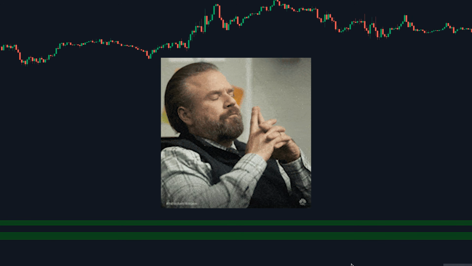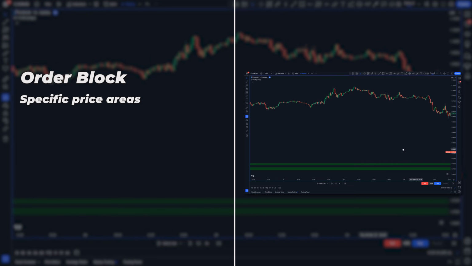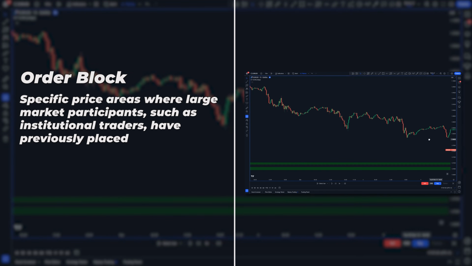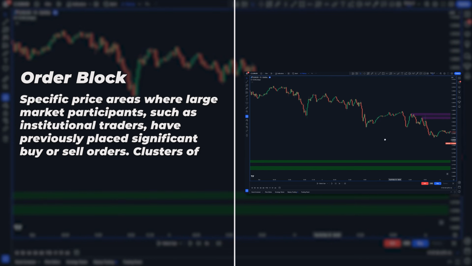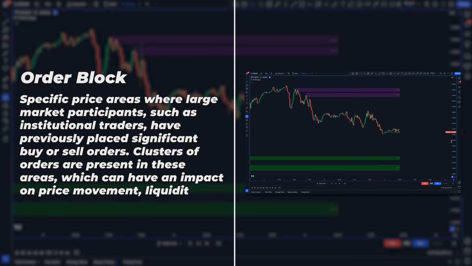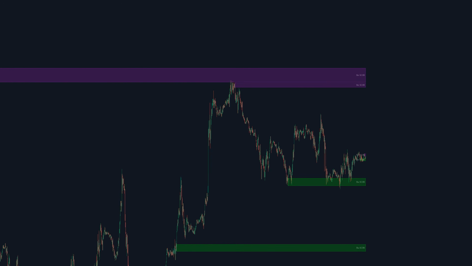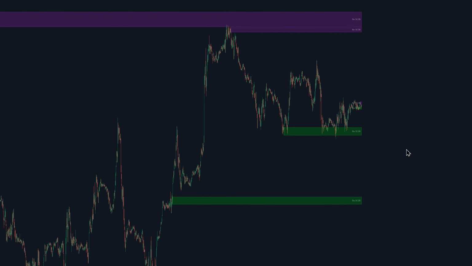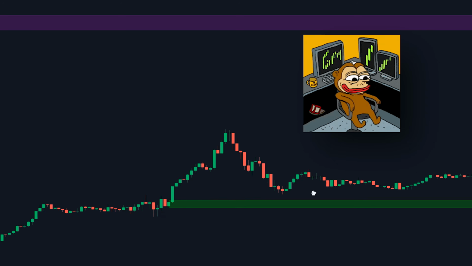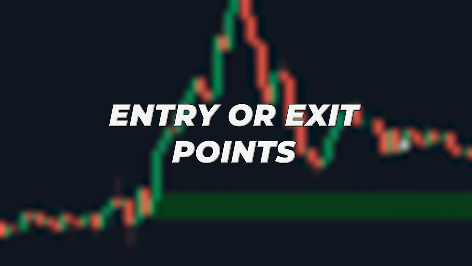Now, you may be thinking, but what exactly is an order block? Well, an order block refers to specific price areas where large market participants, such as institutional traders, have previously placed significant buy or sell orders. Clusters of orders are present in these areas, which can have an impact on price movement, liquidity, and market sentiment. In simple terms, the concept of order blocks is a certain type of approach for identifying key levels of support and resistance based on the behavior of institutional traders. These key levels can then be used as entry or exit points for trades.